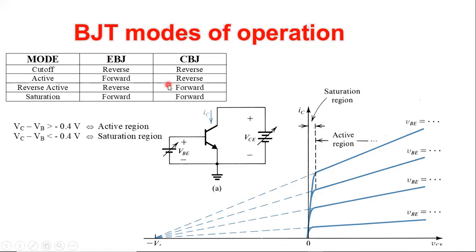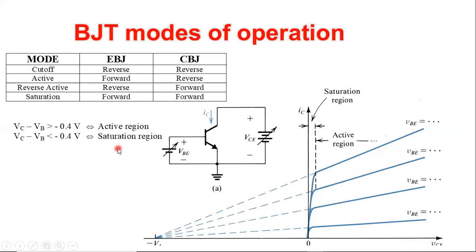So when the base emitter voltage is smaller than the built-in potential, which is usually 0.7 for silicon transistors, then you don't have current anymore, regardless of whether the other junction is reverse or not, and you call this the cutoff mode. It can easily be seen by plotting a line here: when VBE is smaller than the built-in potential, you don't have current anymore, which is the cutoff region.